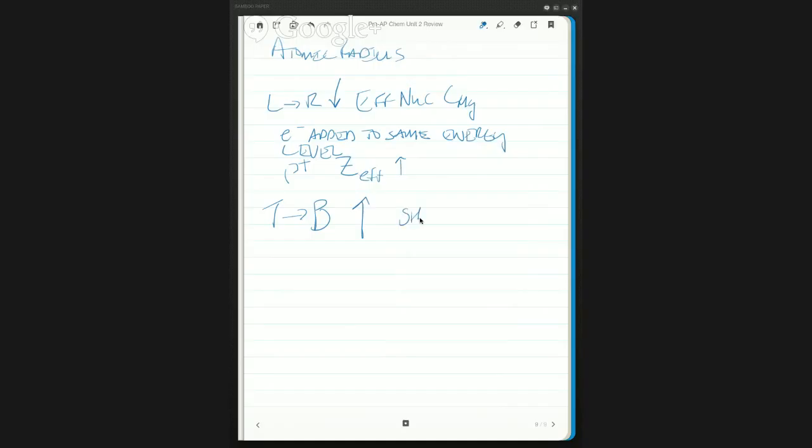And you could say shielding, or in this particular case, you could just say, hey, you're adding energy levels, you're adding rings. You're making it bigger, which makes a lot of sense. Adding energy levels, so just making it bigger.